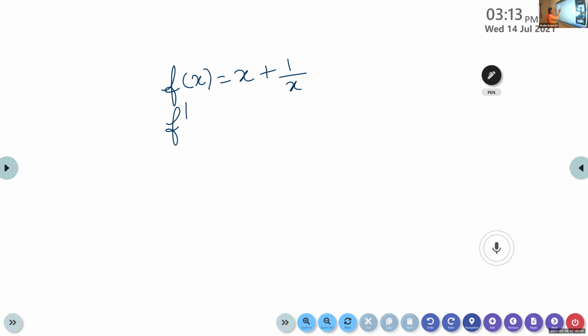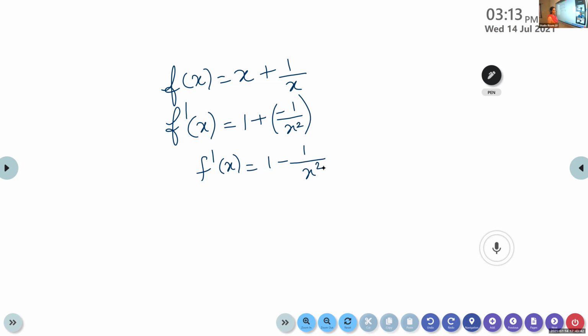You have to find f dash of x, isn't it? What is f dash of x? The derivative of x is 1, isn't it? Plus, what is the derivative of 1 by x? It is negative 1 by x square. Derivative of 1 by x is minus 1 by x square. So we can write f dash of x is equal to 1 minus 1 by x square.